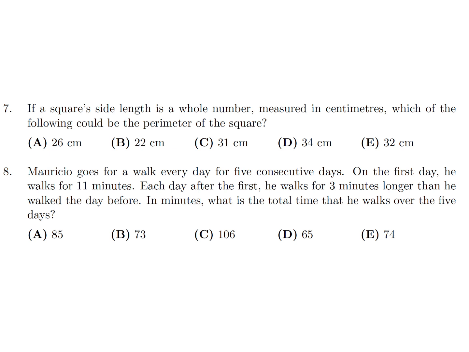If a square's side length is a whole number measured in centimeters, which of the following could be the perimeter of the square? So we have a square, let's say x is the side length. So the perimeter would be 4x. So the perimeter basically is a multiple of 4. And of these numbers, the only one that's a multiple of 4 is 32, which is choice E.